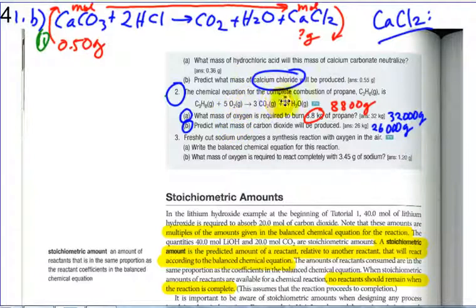The chemical equation for the complete combustion of propane is given as follows. What mass of oxygen is required to burn 8.8 kilograms of propane? And of course, 1 kilogram is 1,000 grams, so 8.8 kilograms is the same thing as 8,800 grams. And then, once you do that, predict the mass of carbon dioxide produced. So we could go from our 8,800 grams of propane and figure out how many grams of carbon dioxide.